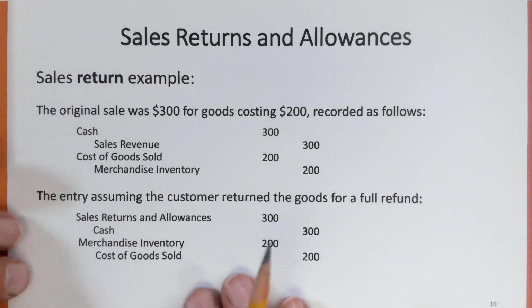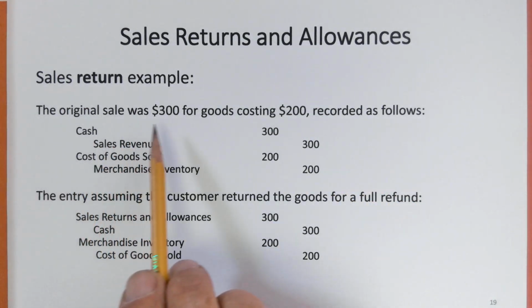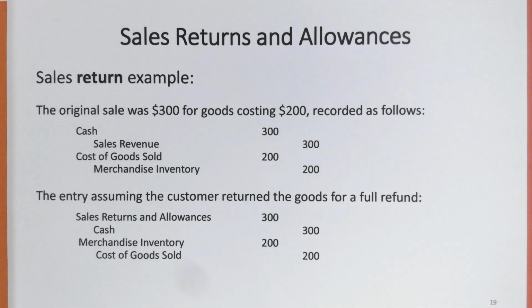So in accounting for these, here's the original sale. Let's say that we have an original sale of $300 and the cost of goods sold was $200. We record the sale. We're debiting cash. We're crediting sales revenue for the $300. And then we record the cost of goods sold by debiting cost of goods sold and crediting merchandise inventory.